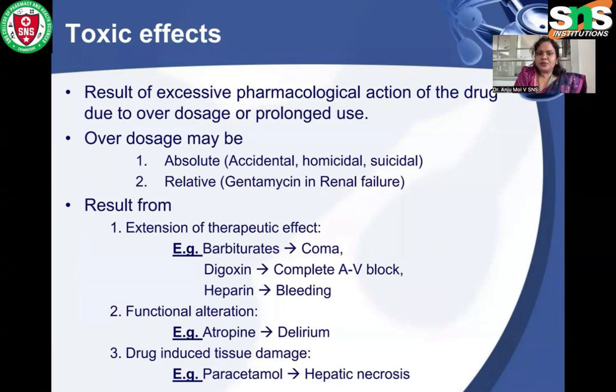And overdosage may be absolute, that can be accidental, homicidal, suicidal. A relative overdose is also there, like gentamicin in renal failure. So it results from, first one, extension of therapeutic effect. Example is barbiturate, which causes coma. Digoxin, that is complete AV block. Heparin, bleeding. Second one is functional alterations, that is atropine causes delirium.